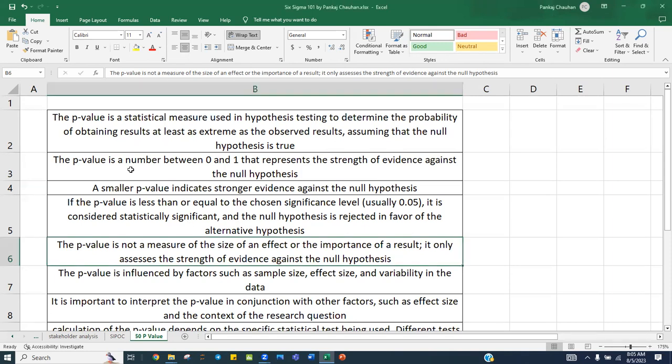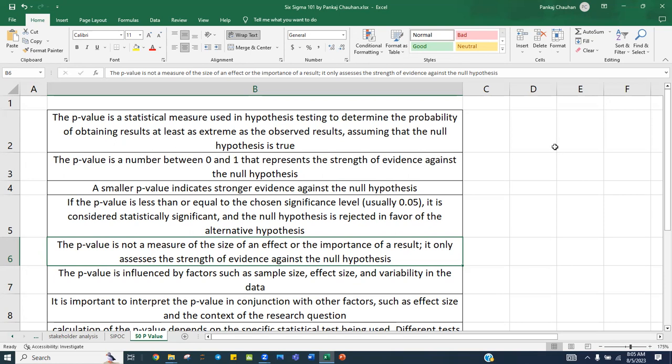The p-value is a statistical measure used in hypothesis testing. Last session, I explained hypothesis testing. The p-value is used to determine the probability of obtaining a result at least as extreme as the observed result, assuming that the null hypothesis is true.